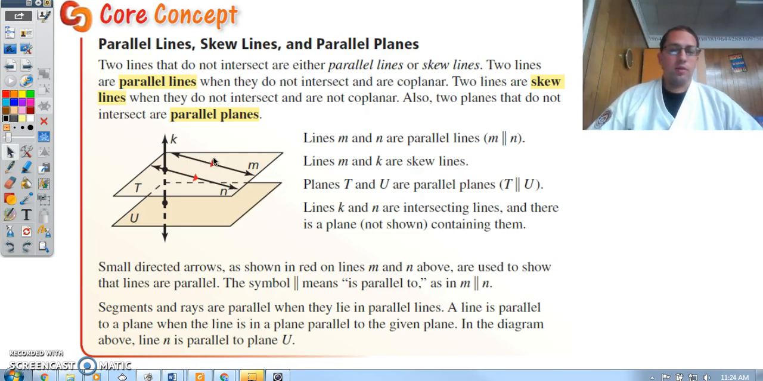Okay. Now, to show that two lines are parallel, we use these arrows here. In most textbooks, they'll be red, but on your papers, they'll be black because you've just got a pencil. And we write it like this: line M is parallel to line N. These two lines here mean parallel. And we can say the same thing with planes: plane T is parallel to plane U. Now, there is a plane here that contains line N and line K. It is not shown. Just know that it does exist. Any two lines that are not skew are going to be coplanar. Right? Just not always shown.